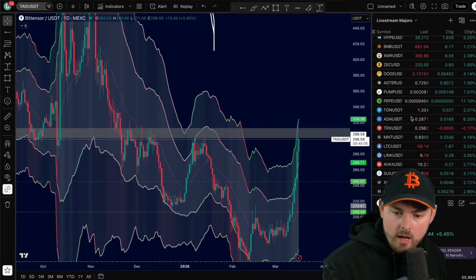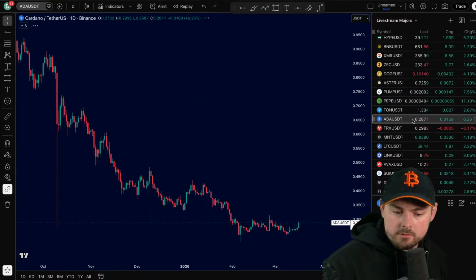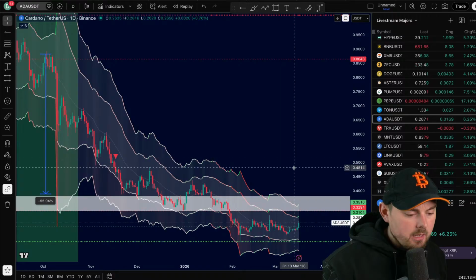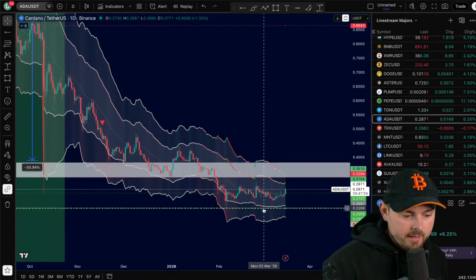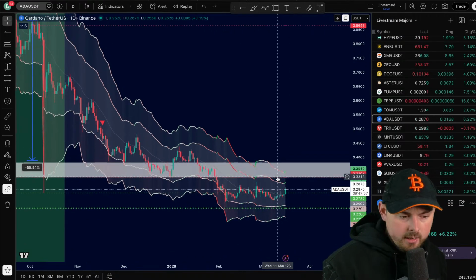Let's have a look at Adder. Steve-O wants me to look at Adder. What are we seeing on Adder, Steve-O? I think, yeah, well, there's a lot of them that are looking like this, isn't there? There's a lot of them that are looking like this.